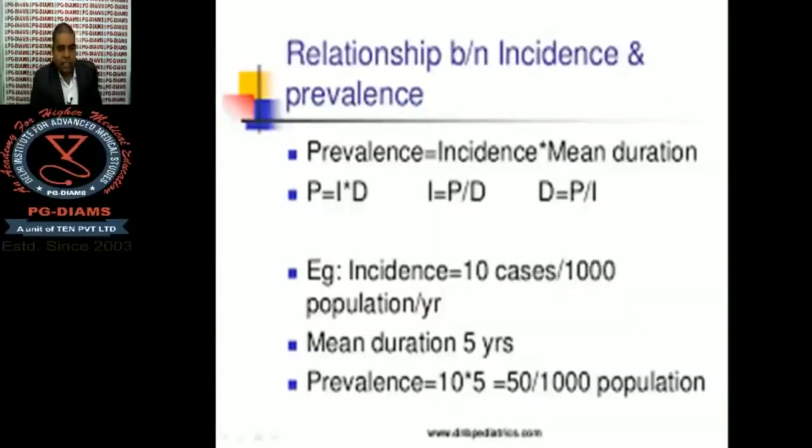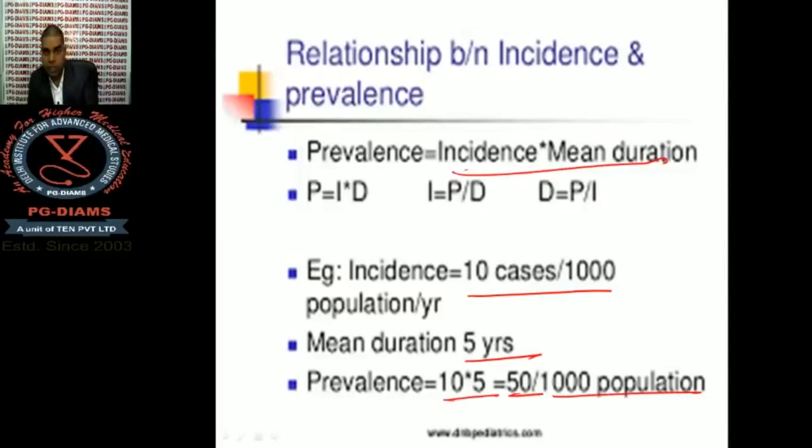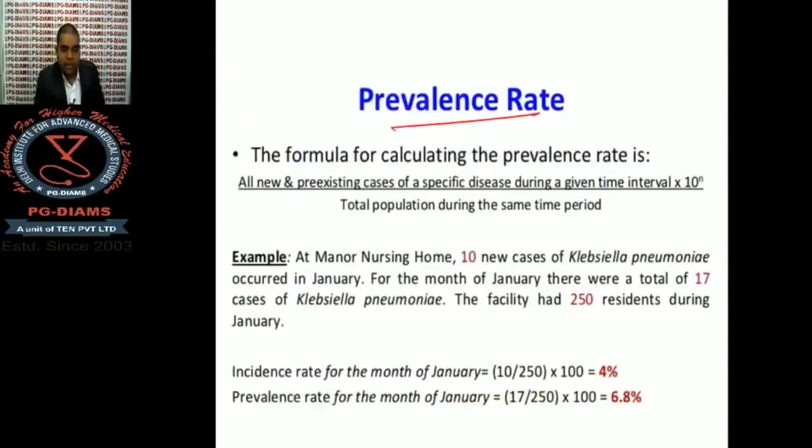Prevalence is incidence into mean duration. If there are 10 cases every 1000 population, in 5 years the prevalence will be 10 into 5, which is 50 per 1000 population. Okay, clear? Prevalence rate can also be understood with this example.